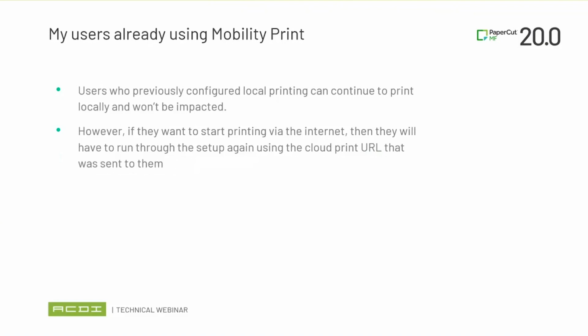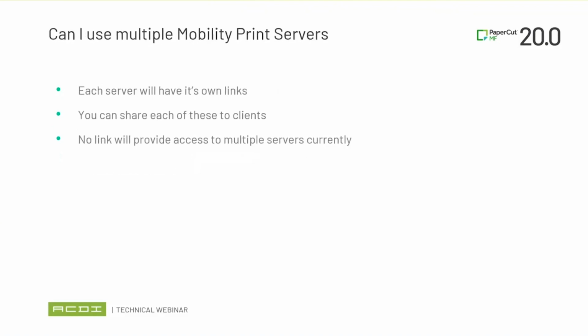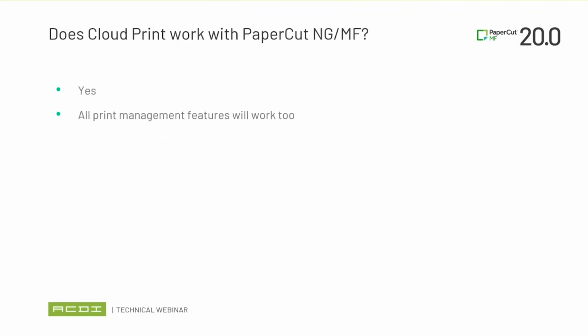If you already have Mobility Print set up, then nothing changes for those users that are printing locally. If you need to print off-network, then just run through the setup again using the Cloud Print URL and you'll be good to go. Note that each server at this time will require its own setup link. No one link will provide access to multiple servers, so just keep this in mind when you're designing the system.